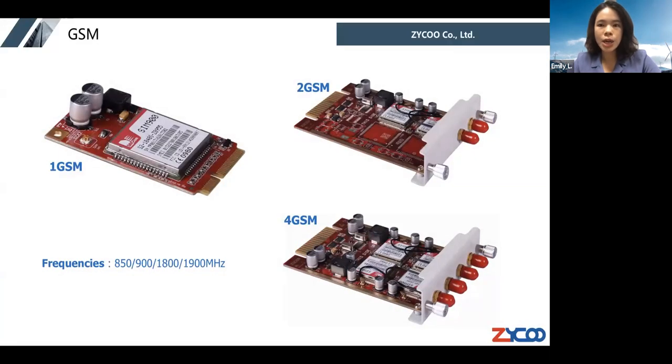Then we got our GSM. The GSM represents 2G SIM card modules. On the GSM, we support 1 GSM, 2 GSM, and 4 GSM. One thing we need to be aware of is that the 1 GSM module can only be applied to our U20, which is the smallest model of PBX in our CooVox series.